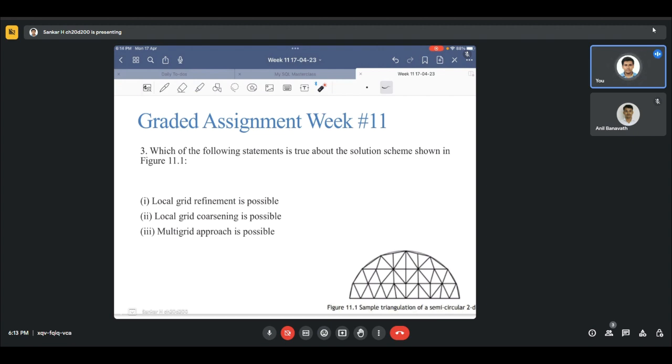Okay, the correct answer is all the three of them is possible. We can decrease the number of cells by which this is discretized, and we can also increase the number of cells. Therefore, local grid refinement and coarsening is possible. And since both of them are possible, we can use a multi-grid approach to solve or to eliminate any short and long wavelength errors associated with this in an effective manner. Therefore, all the three statements are correct.